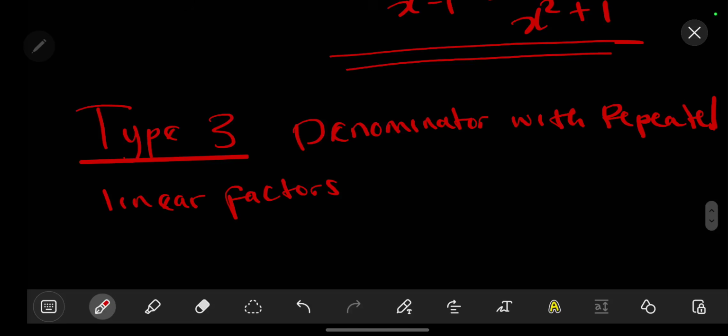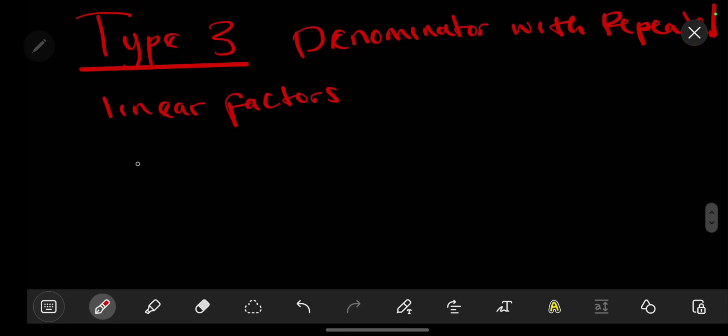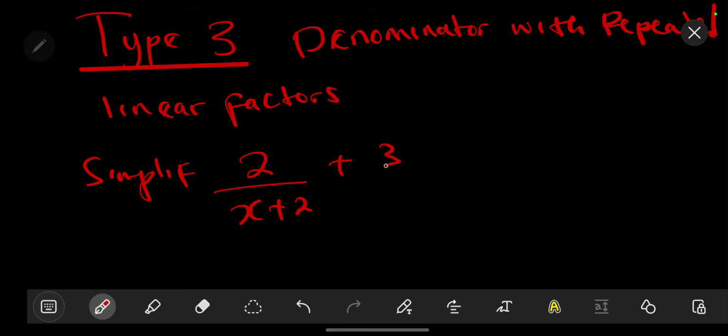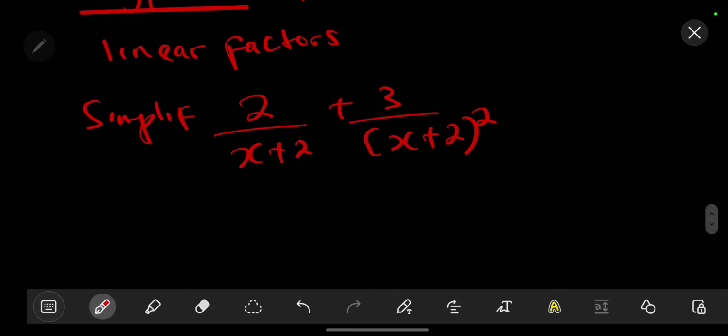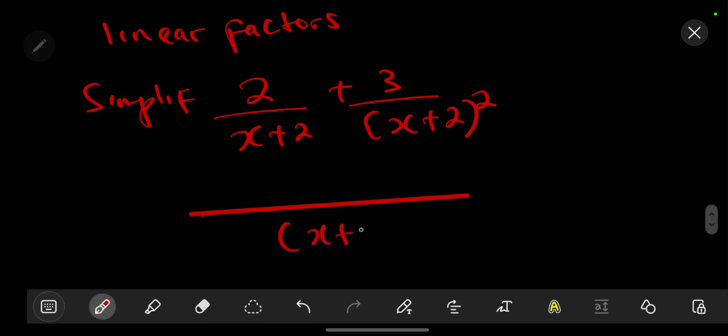So let's say we have a denominator with repeated linear factors. For example, simplify 2 over x plus 2, plus 3 over x plus 2 to the power of 2. To simplify this is very easy. Since there is a squared, that will form our denominator, so it will be x plus 2 squared. Then when you get this, you divide by that.